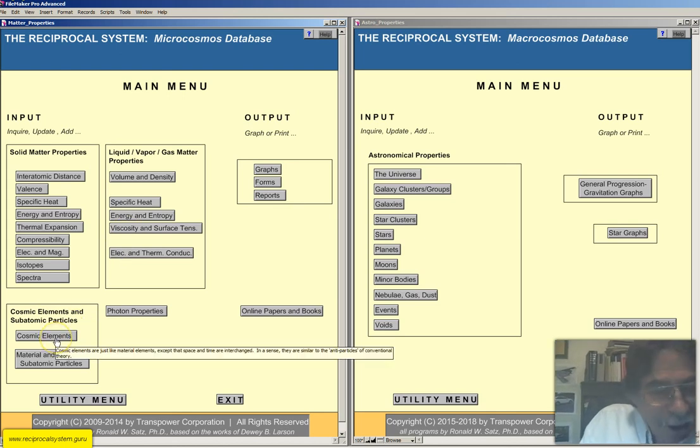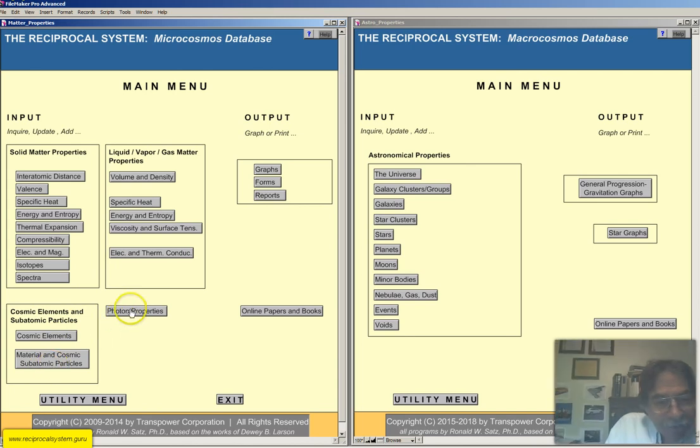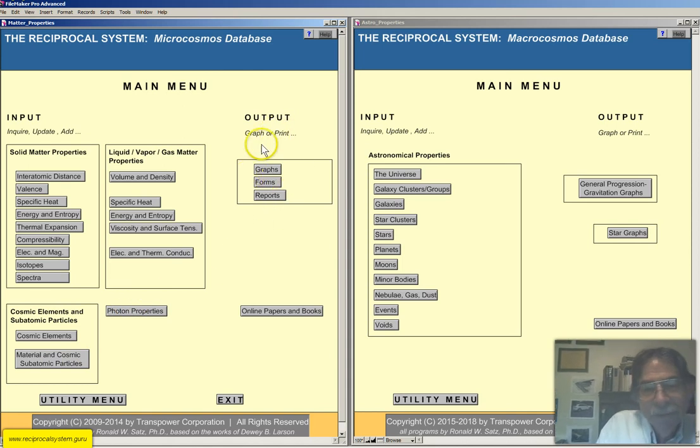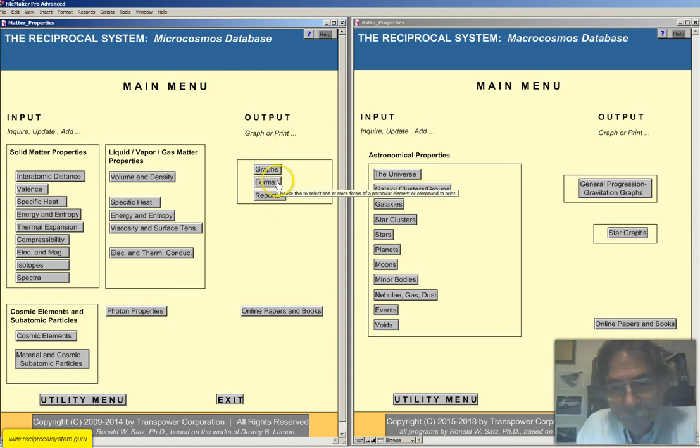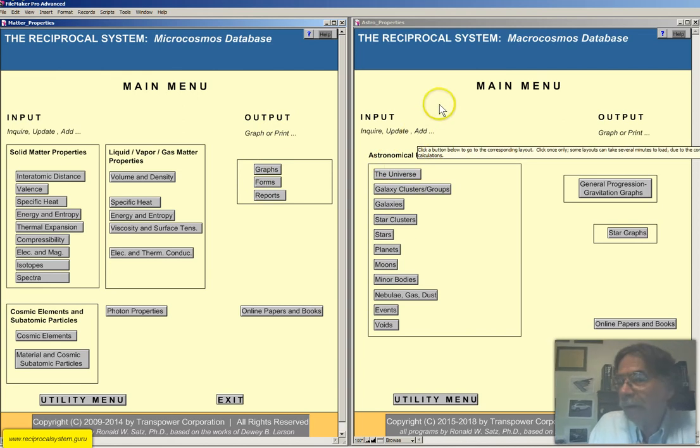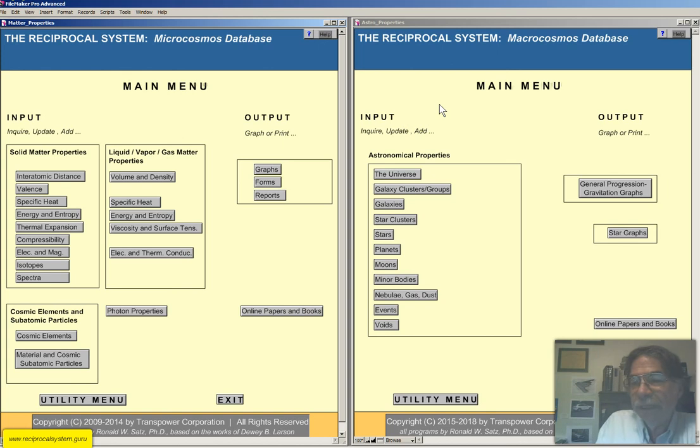And today we covered cosmic elements. Next week we'll be covering material and cosmic subatomic particles. And then we'll have photon properties, and then we'll take a look at the graphing module here. I've already covered the Macrocosmos database, so please see my previous screencasts. I've covered these astronomical properties for the universe as a whole: galaxy clusters and groups, galaxies, star clusters, stars, planets, moons, minor bodies, nebulae, gas, and dust, and voids. And you can just click on the events if you just want to go look at the pictures and videos. This also has a nice graphing diagram for the progression of gravitation and star properties.